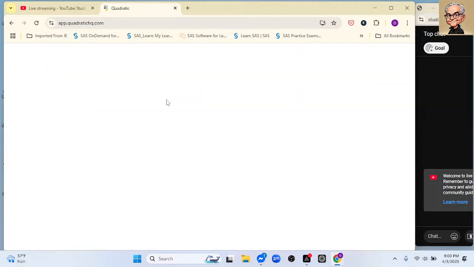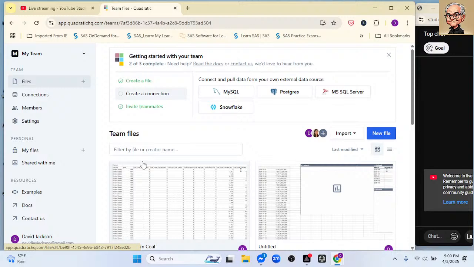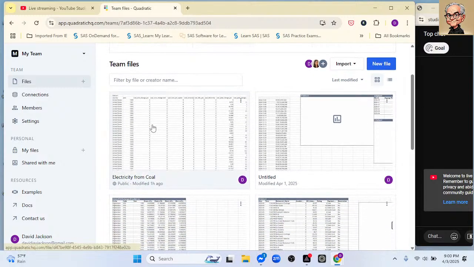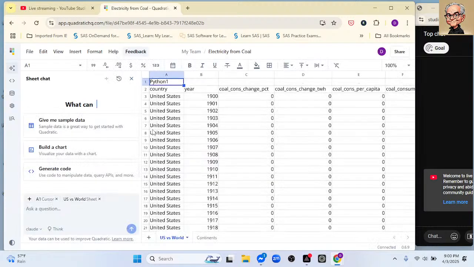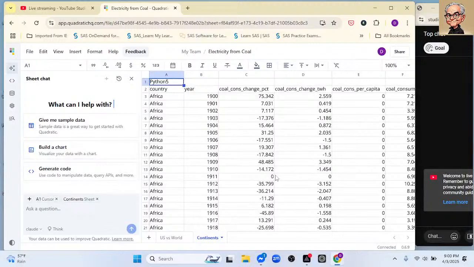Okay, let's open up Quadratic again. So in your absence, I went back and I extracted the columns that contain the word coal and the rows that contain the name of continents. And here's our information right here.